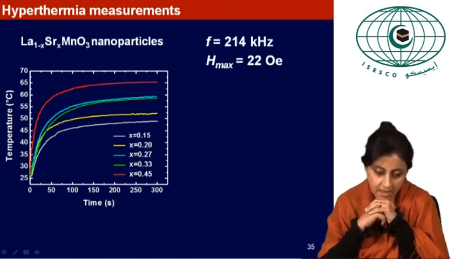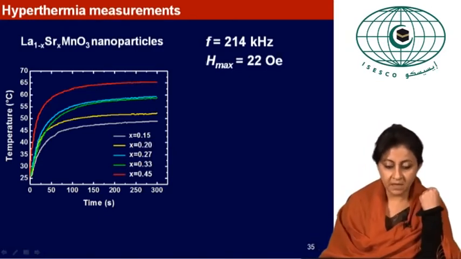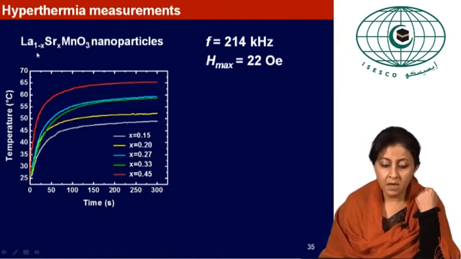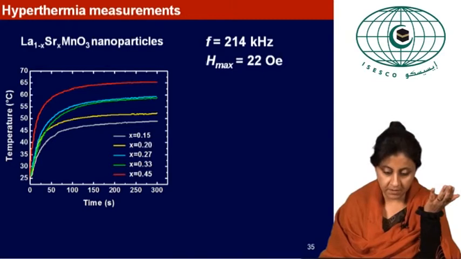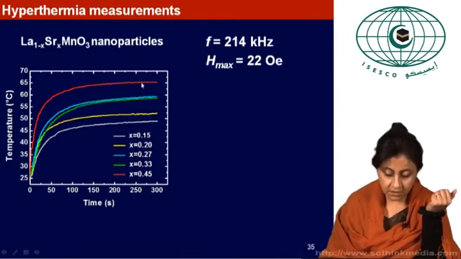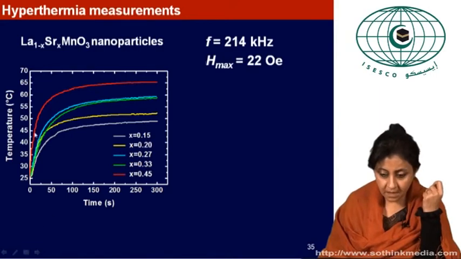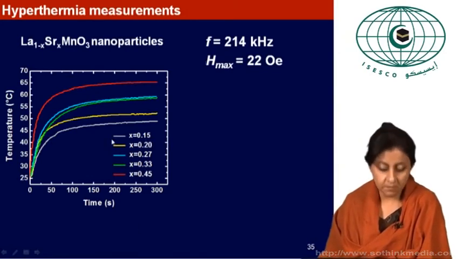So what is required really now is a tunable magnetic system, and lanthanum strontium manganite is one of those magnetic systems where you can change the value of x, and the Curie temperature of this system lies in the range required for self-controlled hypothermia. So here you can see, as you change x from 0.15 to 0.45, the heating varies non-monotonically. It increases, and then decreases, and then increases. And these are all samples with the same average particle size, so we are basically only tuning the magnetic interactions here.